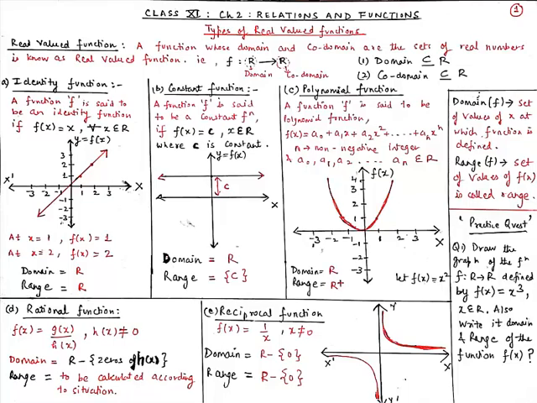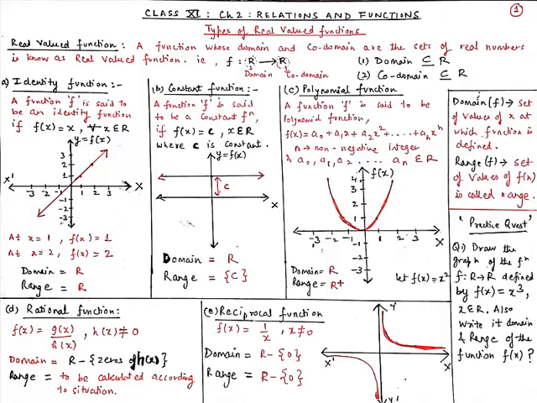Today in this video we will study types of real valued function. Students, a real valued function means a function whose domain and codomain are the sets of real numbers. That is a function f from R to R. Here R is the domain and another R is the codomain. So from here we can say that the domain is a subset of real numbers, and similarly the codomain is also a subset of real numbers.